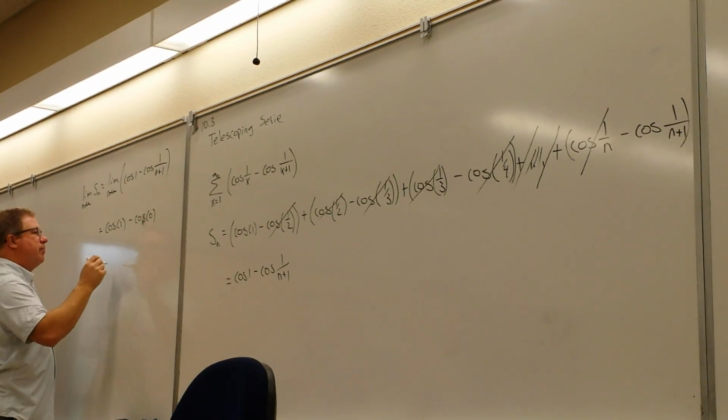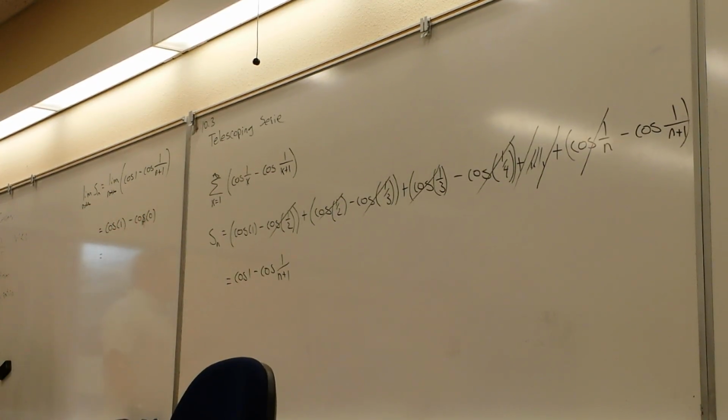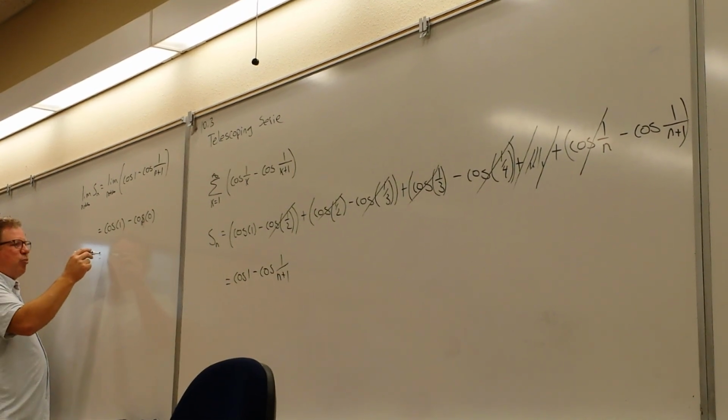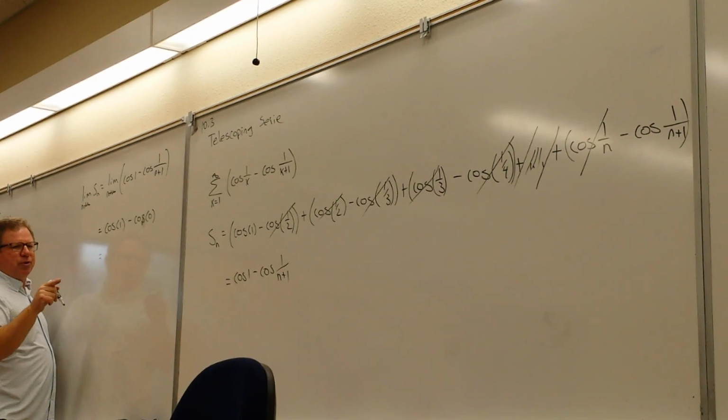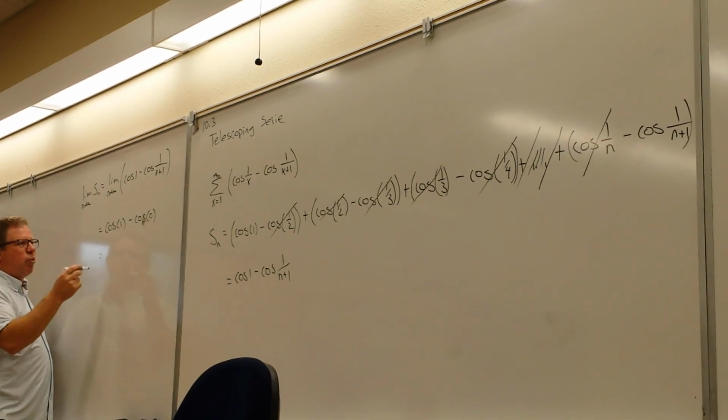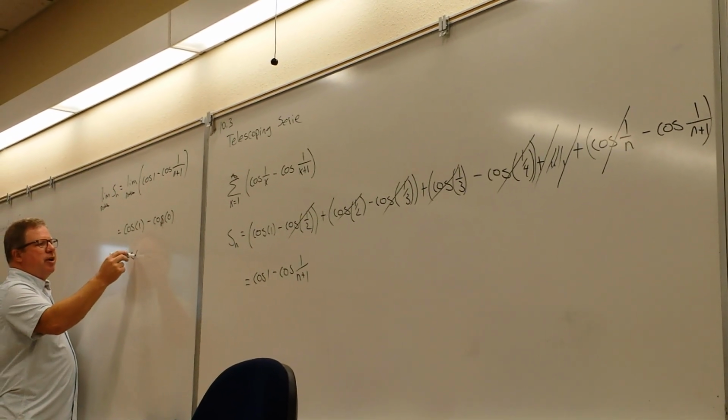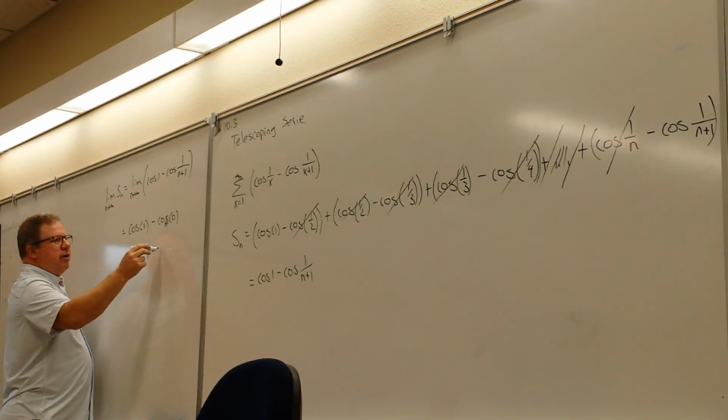of 0. What is cosine of 0? 1. Sine of 0 is 0. Cosine of 0 is 1. Cosine is the x coordinate on the unit circle. So if you go out 0, the x coordinate there is 1. So we have cosine of 1 minus 1.